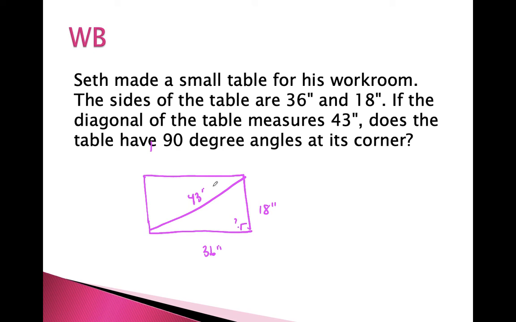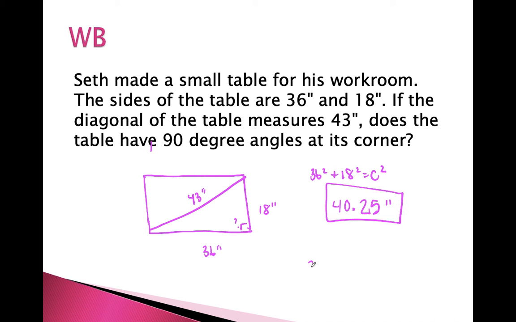So there's a couple ways you could answer or solve this problem. You could figure out if 36 and 18 are the two sides, what would the diagonal have to be to make it a right angle? So you could do 36 squared plus 18 squared, and then that would give you a diagonal of 40.25 inches. So that could tell you that no, 43 inches does not make a right angle.